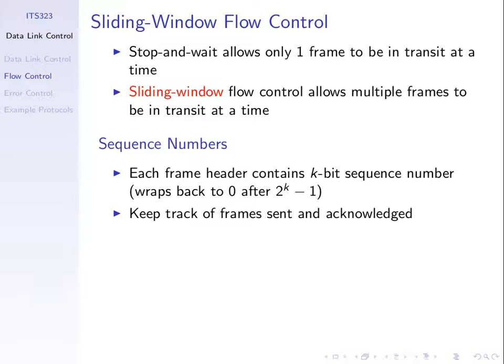Okay, so this is the idea, that because we have a limited number of bits to store this sequence number, we cannot go up to infinity. We reach some maximum value and then go back to 0 and start again. So that the ninth frame has the same sequence number as the first frame.